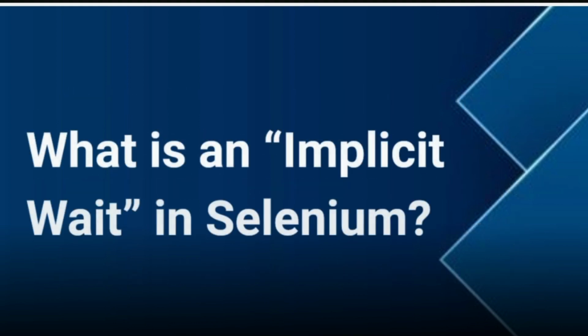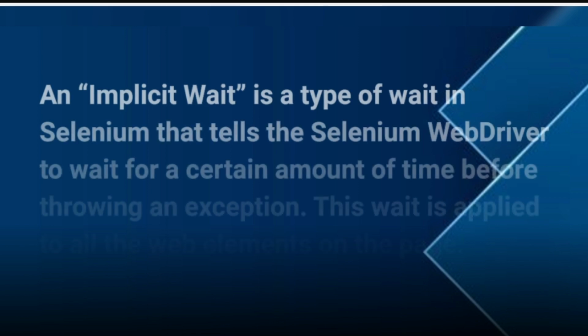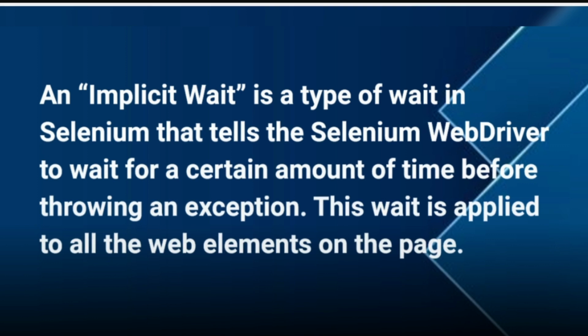What is an implicit wait in Selenium? An implicit wait is a type of wait in Selenium that tells the Selenium WebDriver to wait for a certain amount of time before throwing an exception. This wait is applied to all the web elements on the page.